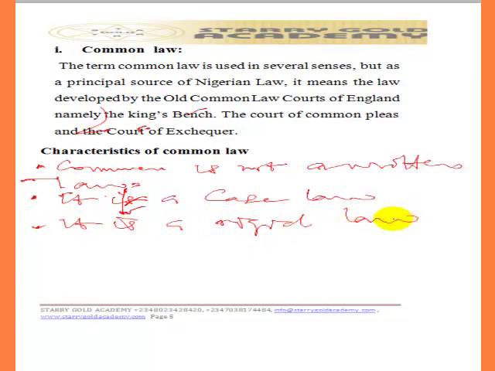So what do you mean by it is a rigid law? It means that it is very hard to amend. So it is very hard to change because it has become part of the people.